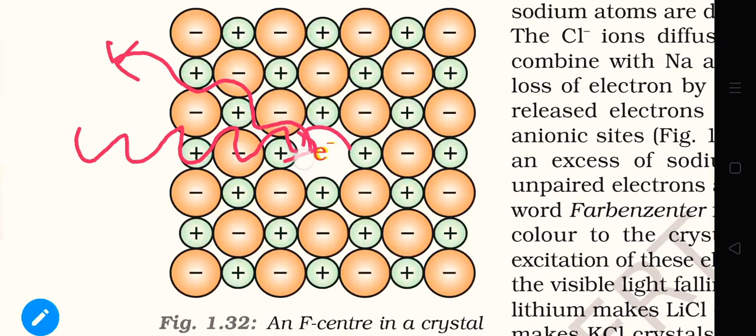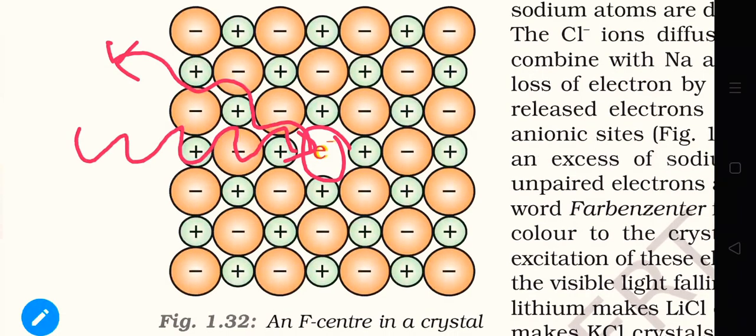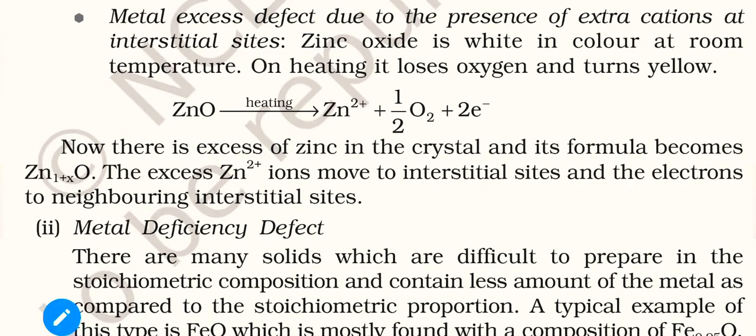So because of absorbance of energy by these electrons, compounds will show colors. NaCl shows yellow color, lithium chloride shows pink color, and KCl usually shows violet color as the number of these defects increases. So this is the metal excess defect due to anion vacancies. Now the second is the metal excess defect due to the presence of extra cations at interstitial sites. A simple example is mentioned.